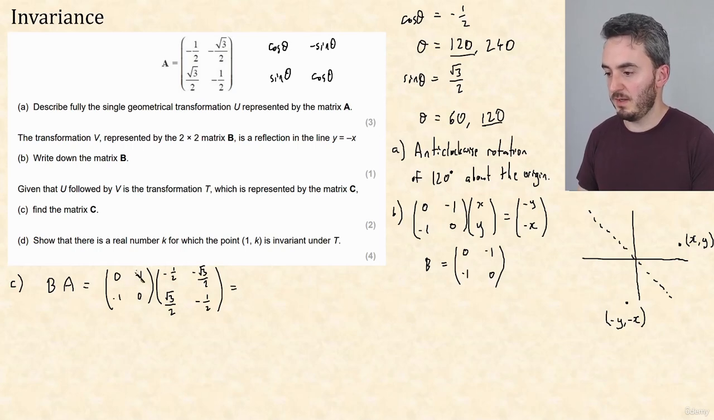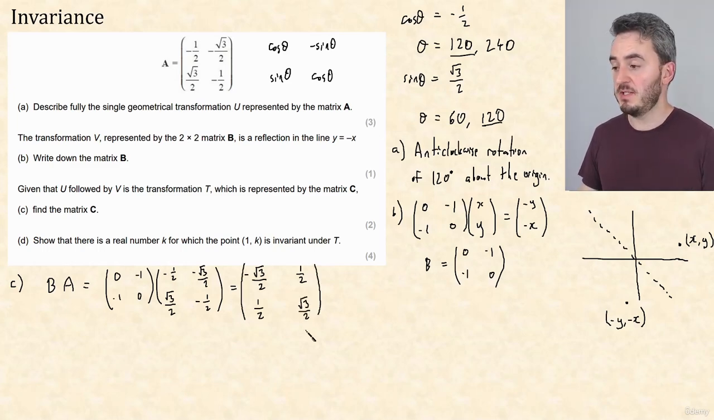Multiply this out, we get 0 times minus half minus 1 times root 3 over 2. So minus root 3 over 2. Next one, 0 times that, and minus 1 times minus a half is positive a half. Then we've got positive a half down here, and positive root 3 over 2 down here.